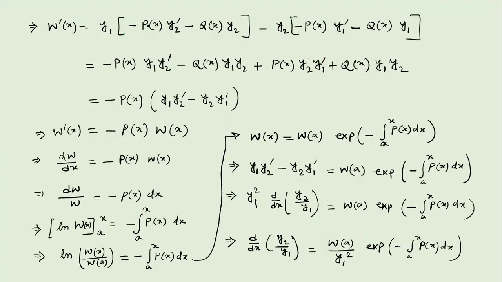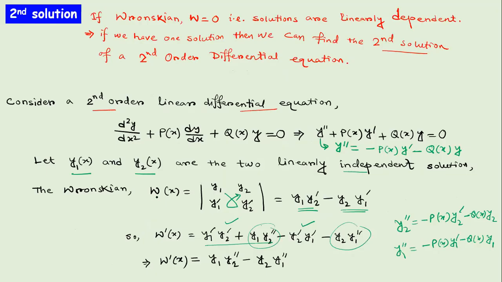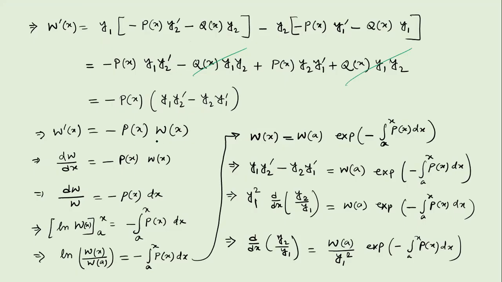That is y1 into y2 double prime, and this is y2 into y1 double prime. Okay, and just multiply this. Just omit this bracket. This is multiplied with y1, and this is y2. You can see these two terms will vanish. These two terms cancel out. The only remaining term is minus p of x times y1 y2 prime minus y2 y1 prime, and you can see this is nothing but the Wronskian, which is y1 y2 prime minus y2 y1 prime. So this can be W of x.